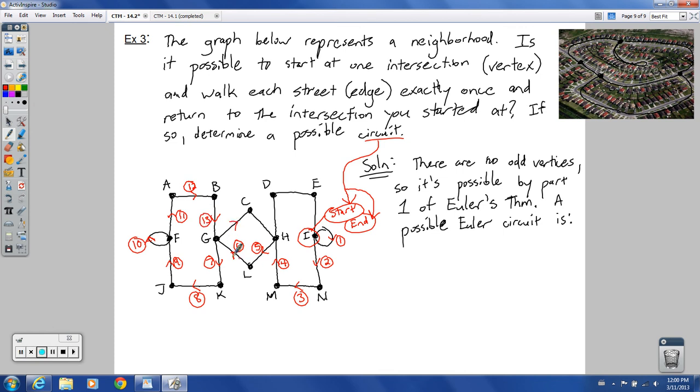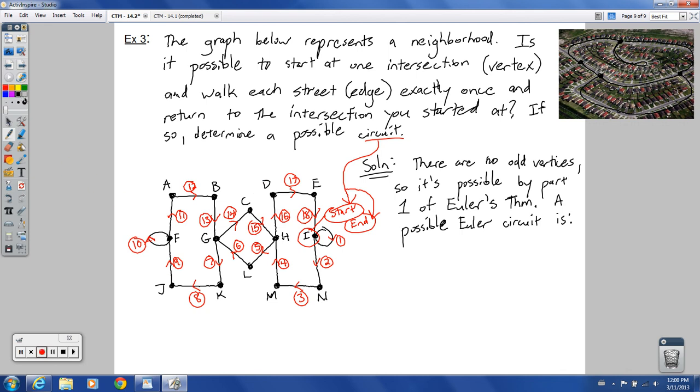Okay, I've already gone this way. I've already covered that edge. So any edge with a red arrow on it is no longer in play. This one's gone. Now this one's gone. That's 15. This one I already went this way. So I just need to go back around to where I started. 17 and 18.